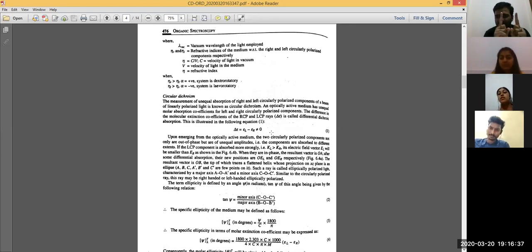When will the difference be zero? When the left and the right absorb to the same extent, then the difference is going to be zero. It's going to get cancelled out. That will be possible if the medium is an achiral medium. If, on the other hand, the medium is chiral, then you will have some residual ellipticity. This is called ellipticity, delta epsilon.